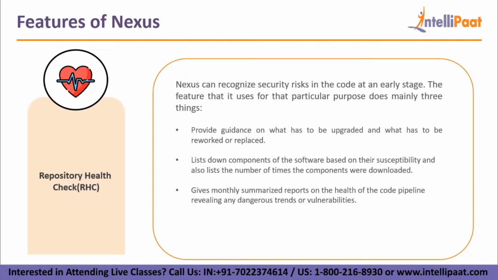The second thing it does is it lists down components of the software based on their susceptibility and also lists the number of times the component has been downloaded. Basically, it lists all the components down in a rank-based system where the highest ranked component would be the one that is most vulnerable, and it also lists the number of times each component has been downloaded. The third thing it does is it gives monthly summarized reports on the health of the code pipeline, revealing any dangerous trends or vulnerabilities. Basically what it does is it goes through your code pipeline and it lets you know at the end of every month with a summarized report whether there is an issue with the code pipeline or not, whether there are any vulnerabilities, and whether it is inefficient or not.